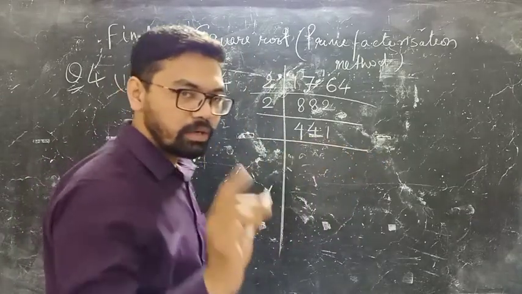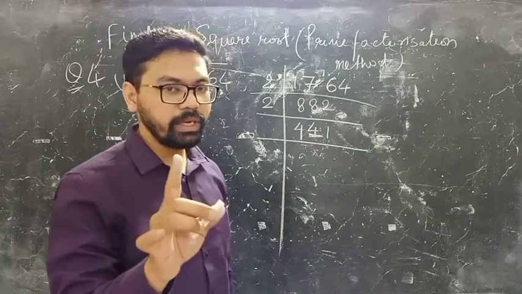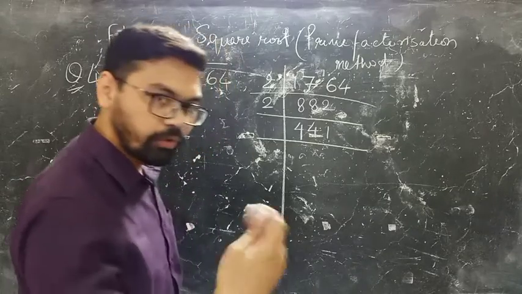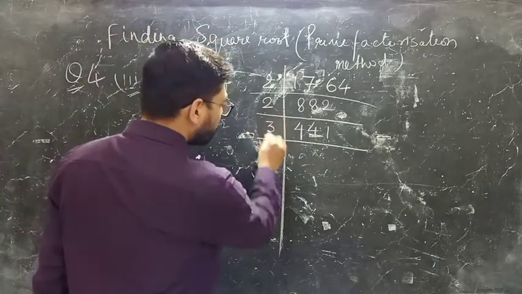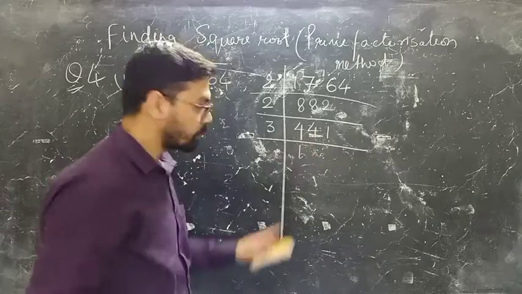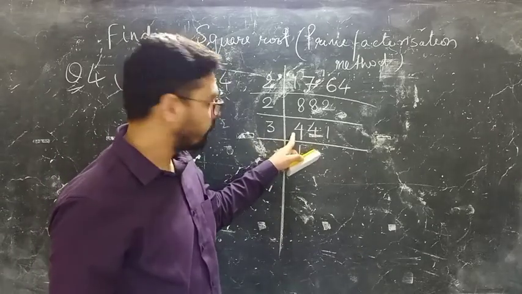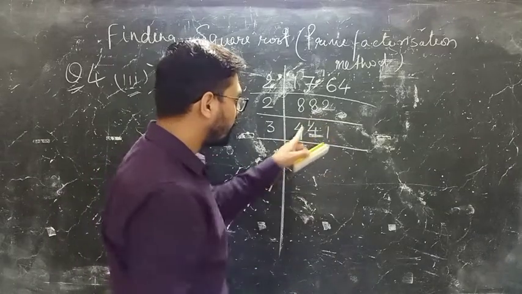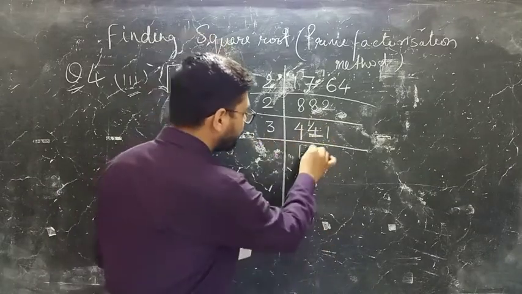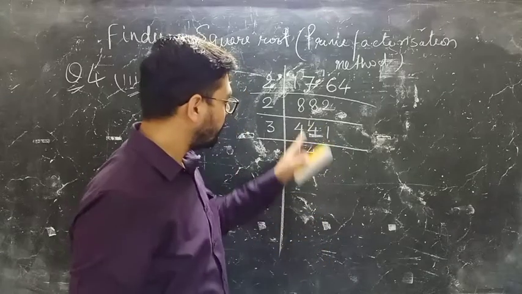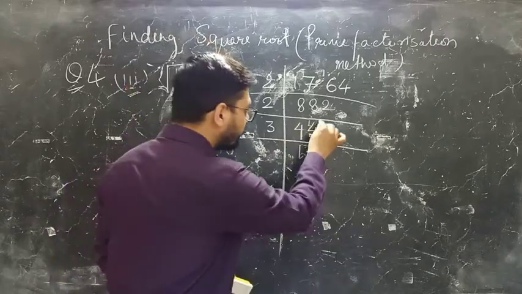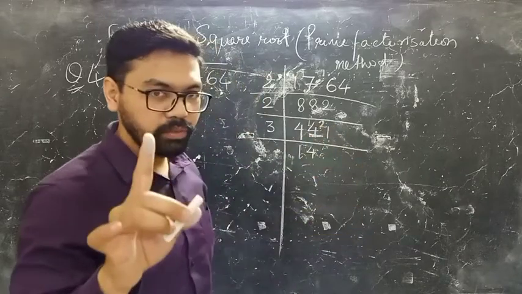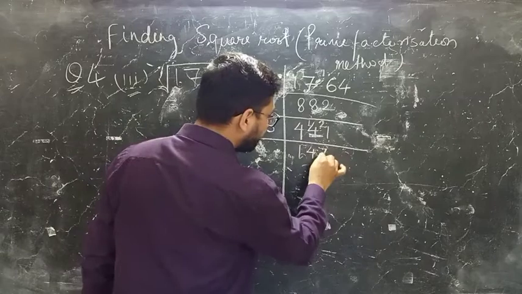Now 441 is an odd number, so it cannot be divided by 2. It is not a divisible of 2, right? Because it is an odd number. So go for 3. 3 1s are 3, right? 4 minus 3 is 1, so 1. Now 1 and 4 is 14, so 3 4s are 12. 14 minus 12 will give you 2 as a remainder, right? So 2 and 1 makes 21. 3 7s are 21, right?